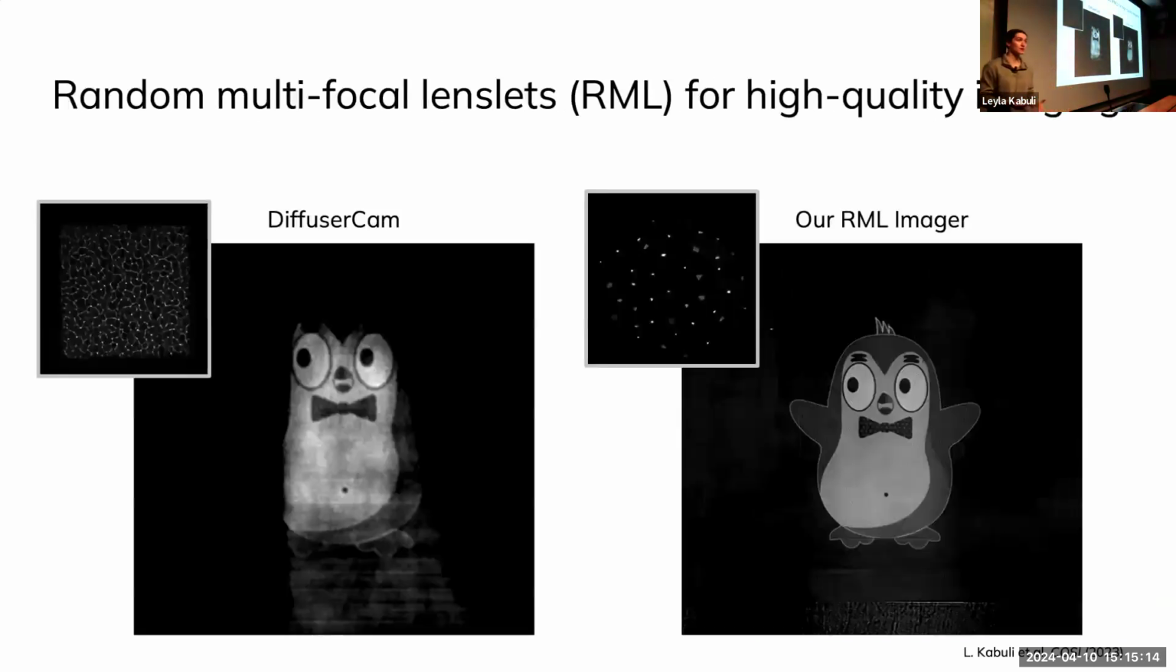So in this next part of the talk, I want to talk about this imager that I built. And kind of as a teaser, we use an improved phase mask. It's made of a bunch of random multifocal lenslets. And this lets us get much higher resolution and higher quality reconstructions with fewer artifacts, compared to the previous state-of-the-art DiffuserCam.